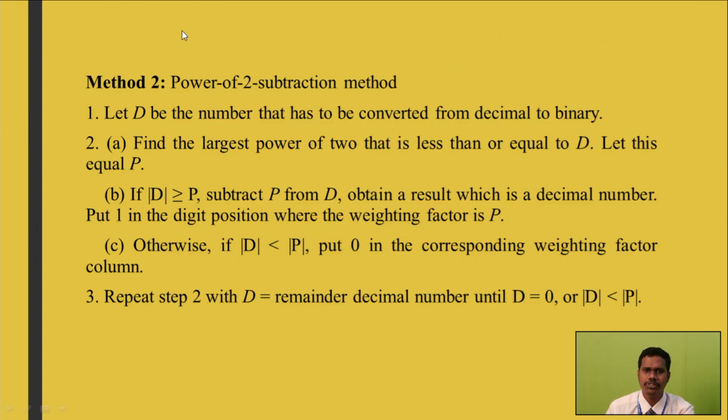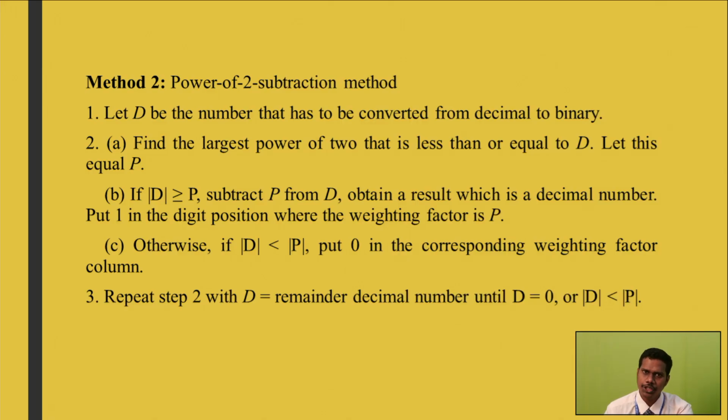Next we are going to see the second method, the power of 2 subtraction method. In this method we are going to calculate the power values of 2. We know that 2 power 0 is 1, 2 power 1 is 2, 2 power 2 is 4, 2 power 3 is 8, 2 power 4 is 16. Likewise the order will continue.